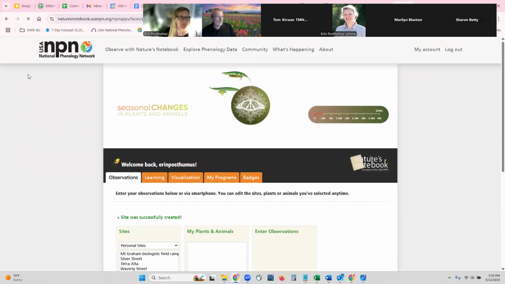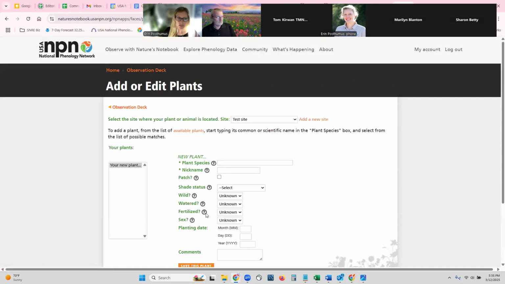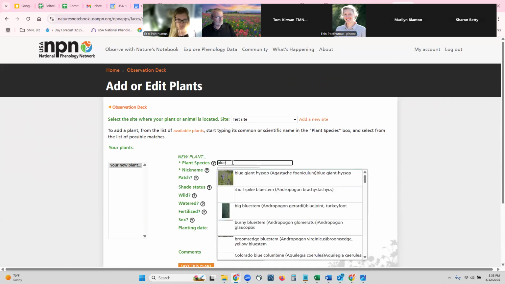If you create the site, it will think about it for a minute, and then it says site was successfully created, and then I have my test site. It won't have any plants or animals at it, obviously, so then you would go to add or edit plants, and then you would find one. So let's see if we can find the bluebonnet by that name.